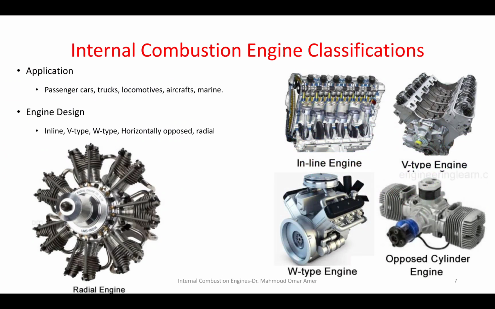We have different classifications for the internal combustion engines according to the application, whether they are passenger cars, trucks, locomotives, aircraft, or marine applications. According to the engine design, there are inline engines, V-type, W-type, horizontally opposed, and radial engines. Do you know the difference between all of them, or not? It is the arrangement of cylinders.